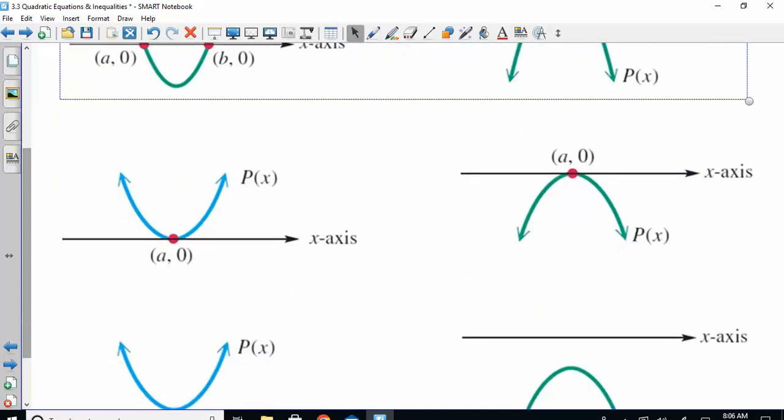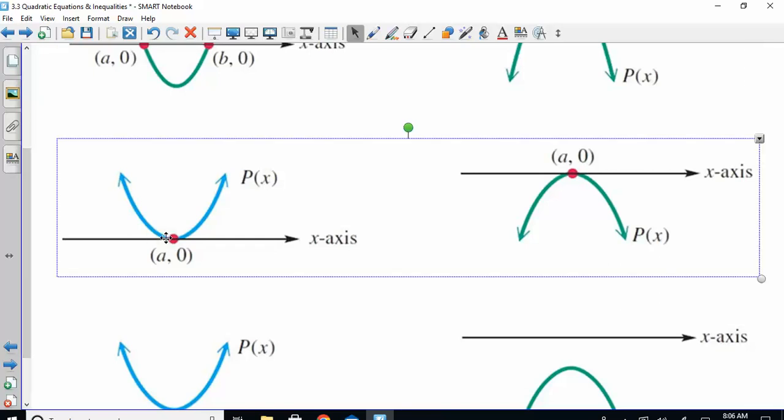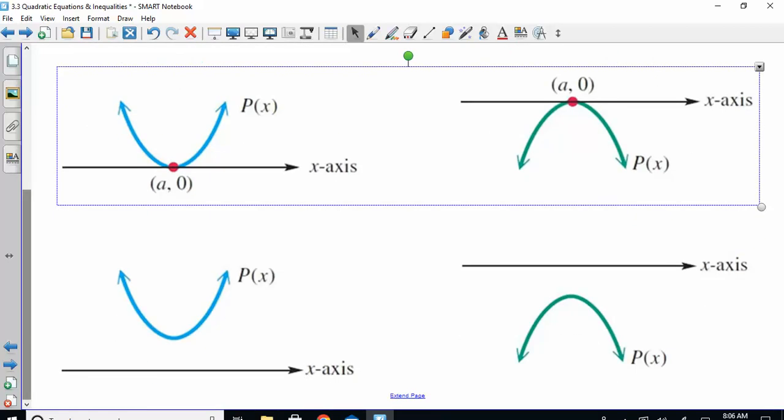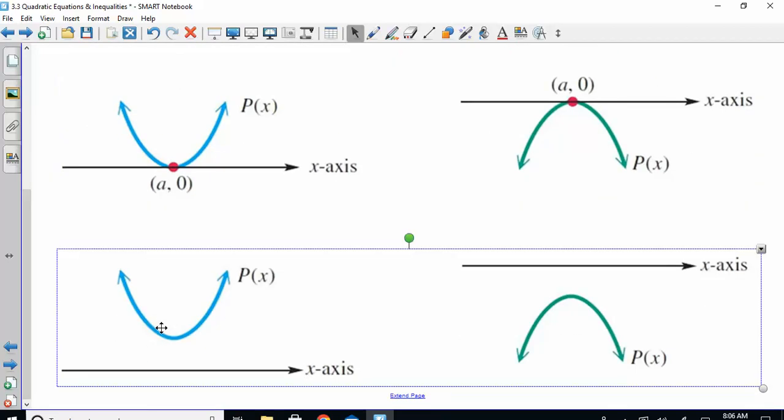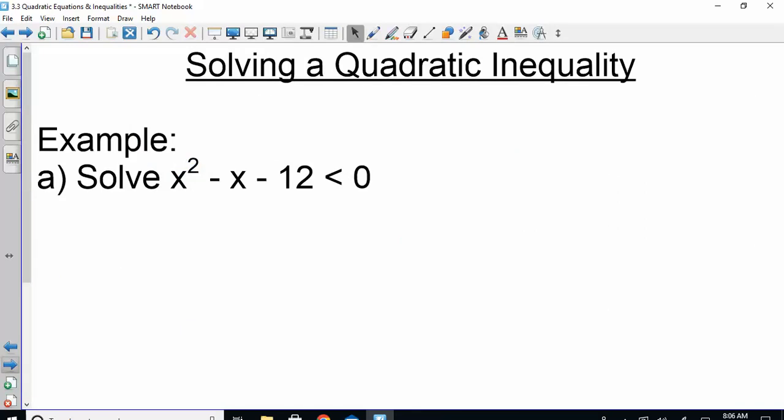This one, if I asked you, where is this graph less than 0? Never. This one is always above, so that one's never less than 0. What if I asked you where this one was greater than 0? Always. Negative infinity to positive infinity. So I can ask you these less than or greater than questions, and the easiest way is to figure it out by getting our solutions and looking at the graphs and giving an interval based on that.